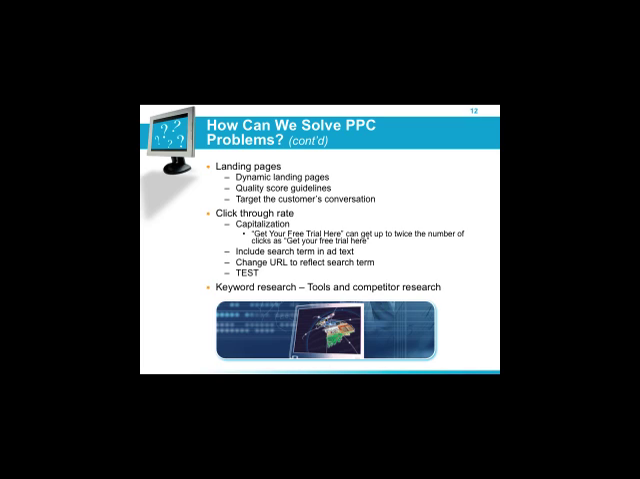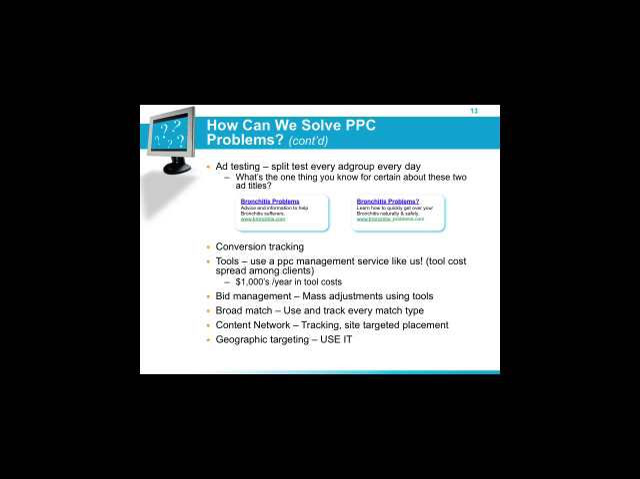You can change the URL to reflect the search term, and again, testing is what's also going to give you good ideas on what you can improve. And obviously, you must use keyword research tools to help you tackle some of these problems. Now, let's look at ad testing.